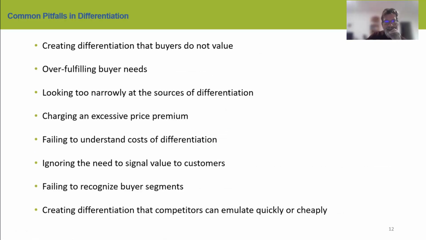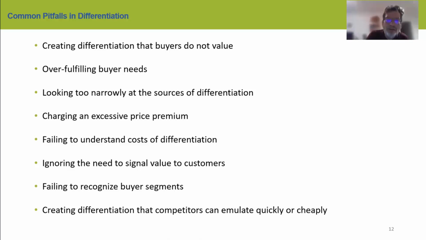But then again here we have some common pitfalls. For example, creating differentiation that the buyers do not value. We think that this will be appreciated by the buyers, but the buyers do not like this new product or new form of the product that we are offering. We overfulfill the buyer needs. We look too narrow at the sources of differentiation. We are charging an excessive price premium for this differentiation. We fail to understand the cost of differentiation.